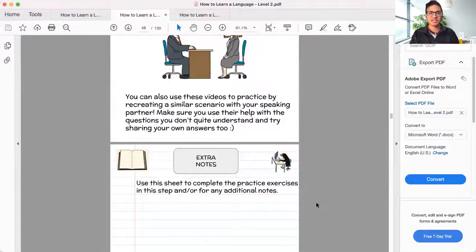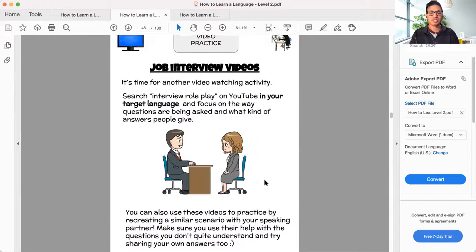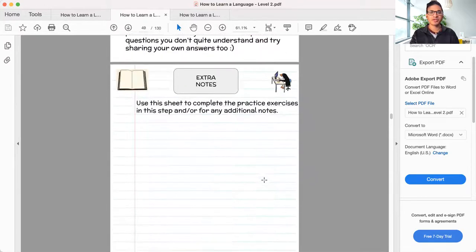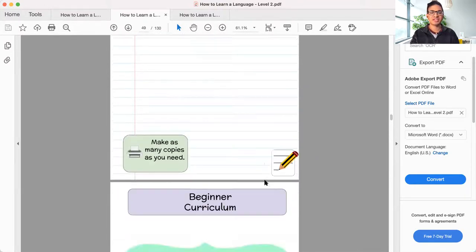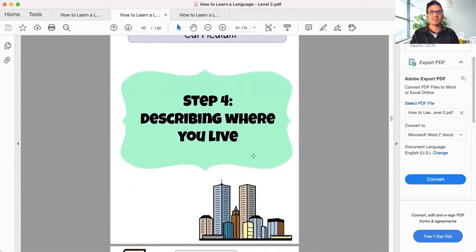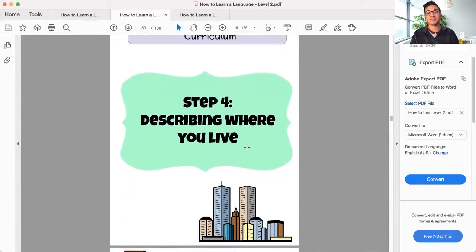Okay. And I believe, if I'm not mistaken, let me share my screen again. If I'm not mistaken, that takes us to the end of this job section. Here we are, extra notes. That's the end of the chapter. Now we get to step 4, which is describing where you live.